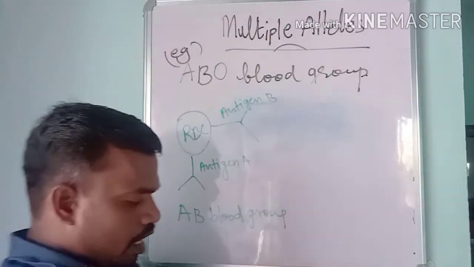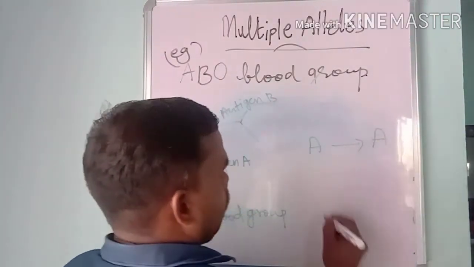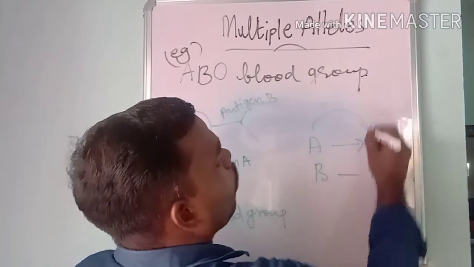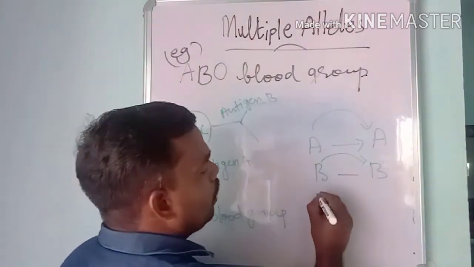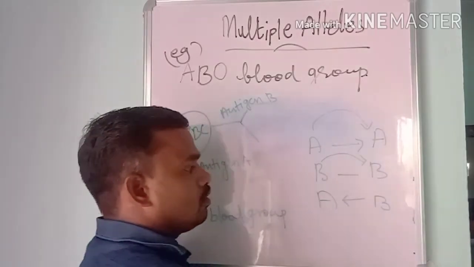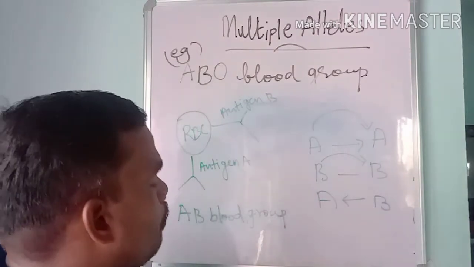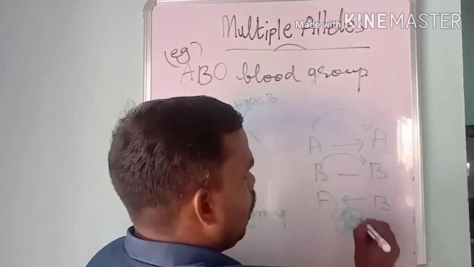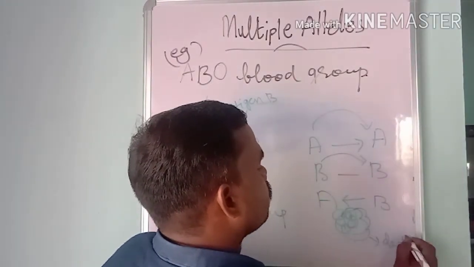A blood group always gets blood from A. B blood group always gets blood from B. A can donate to only A. B can donate to only B. If an A blood type receives B blood type, what will happen? The erythrocytes will agglutinate, leading to death.